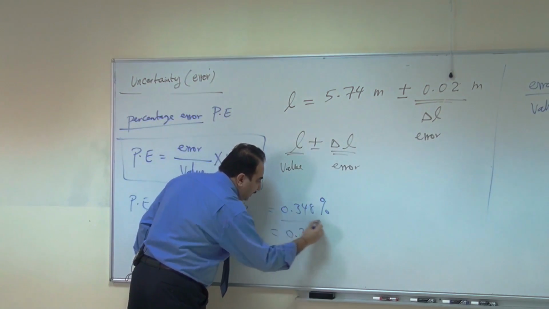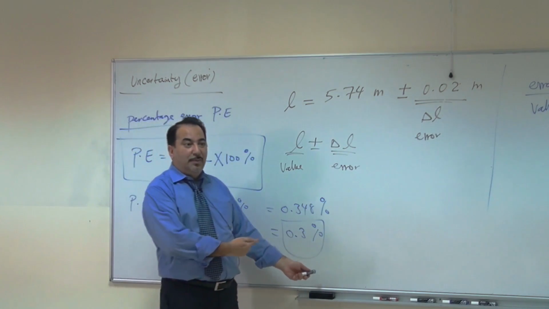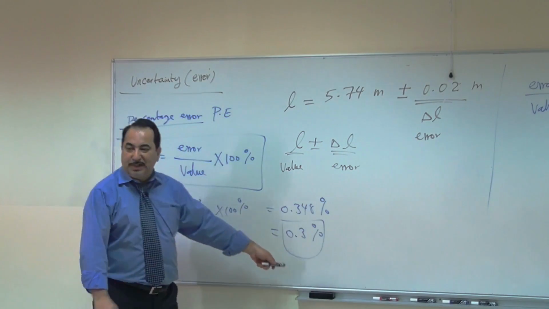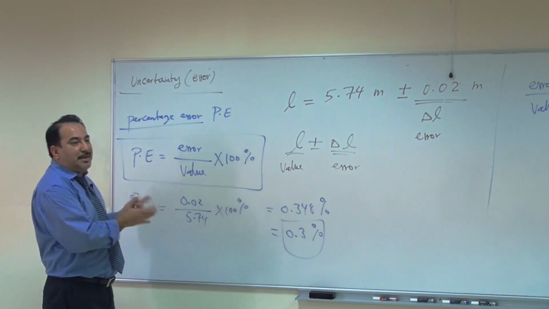0.3%. Is this high or low now? It's easier for you, yes? It's even less than 1%. When we change it to percentage errors, it's clearer. So learn to find percentage errors.